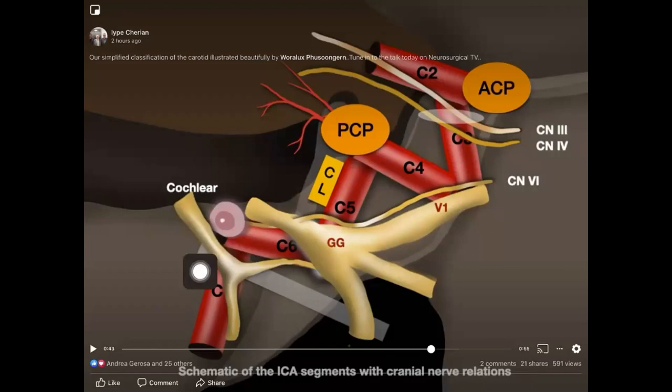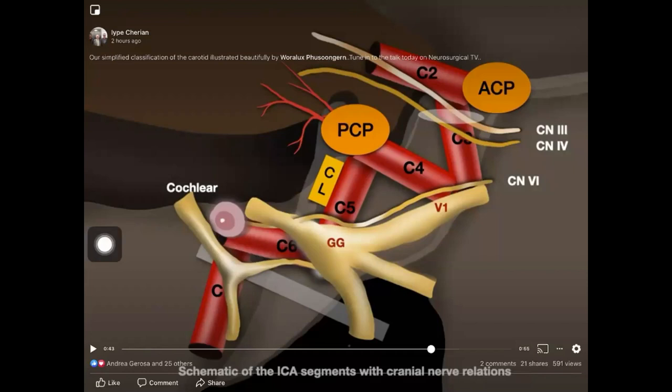So when you're doing a Kawase approach, if you completely drill away the cochlea, you can go and enjoy your carotid. As long as you keep your cochlea in a Kawase approach, if you see the cochlea and preserve it, there's a very high chance that you will not damage the C6-C7 junction. Of course, in a Kawase approach, you always decorticate and expose the carotid because you can maximize your lateral approach.